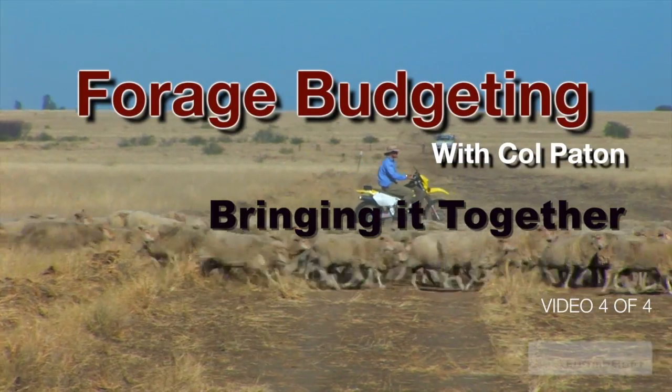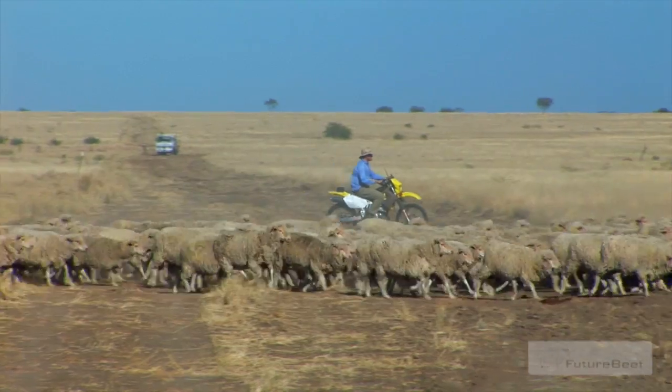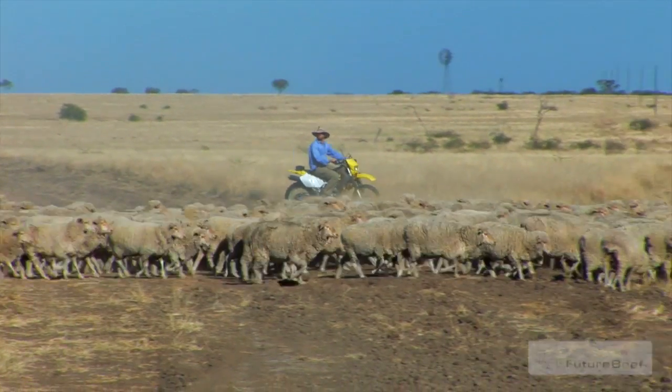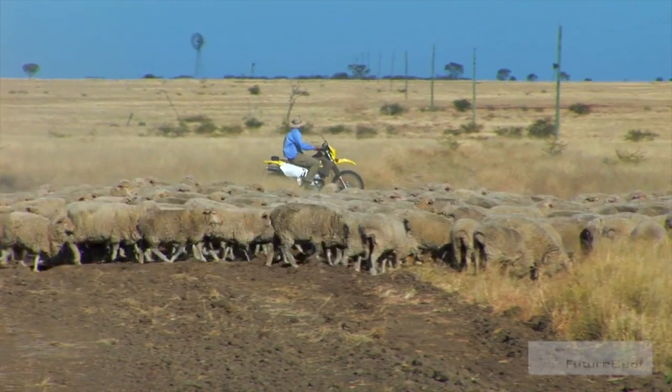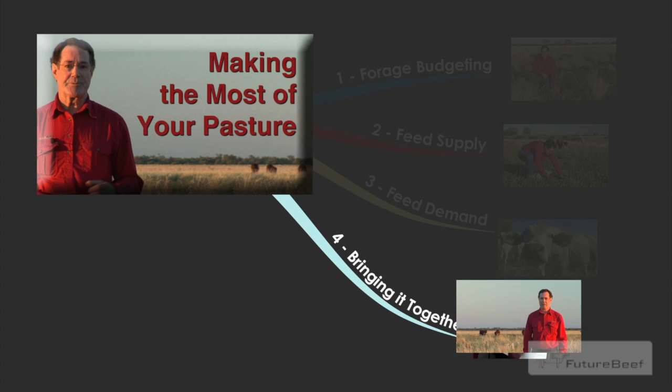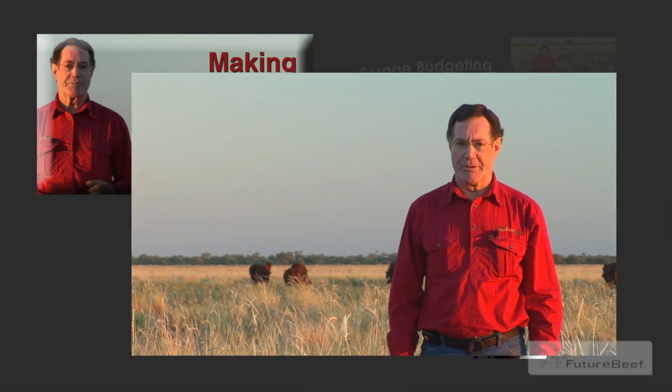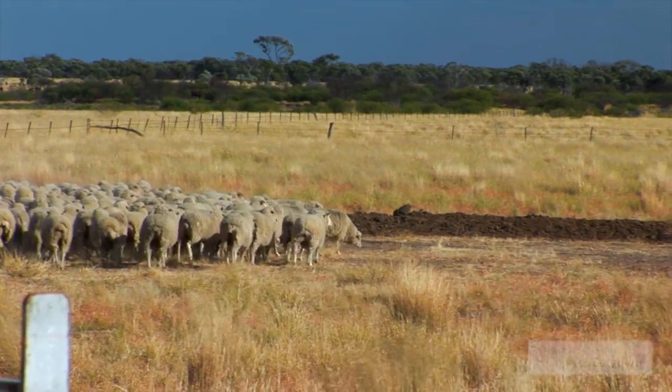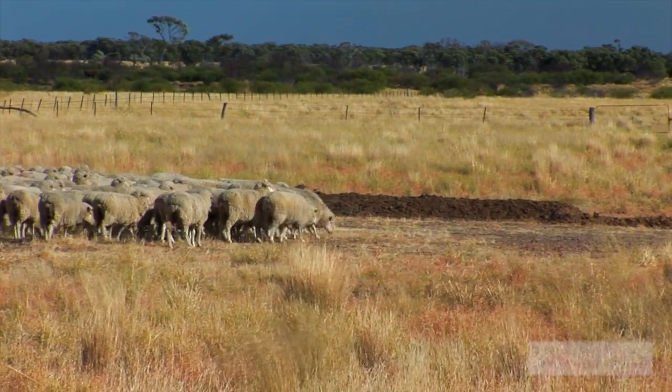The forage budget is calculated using the forage supply and feed demand. Simply put, we subtract the need from the feed. On one side of the equation, we have the pasture in the paddock. That's the feed that's available for stock.